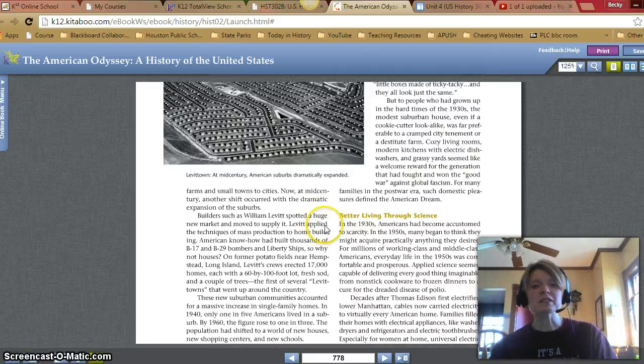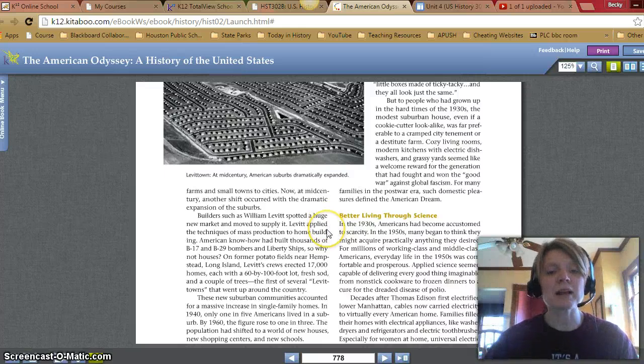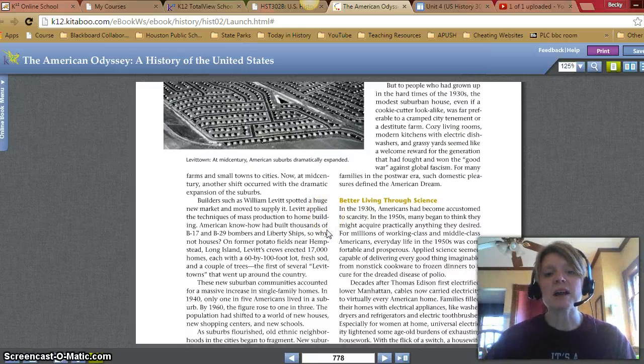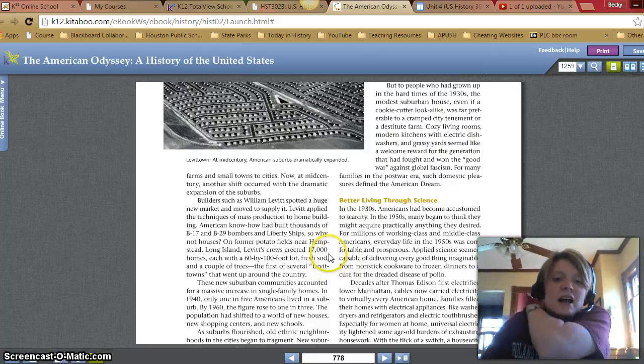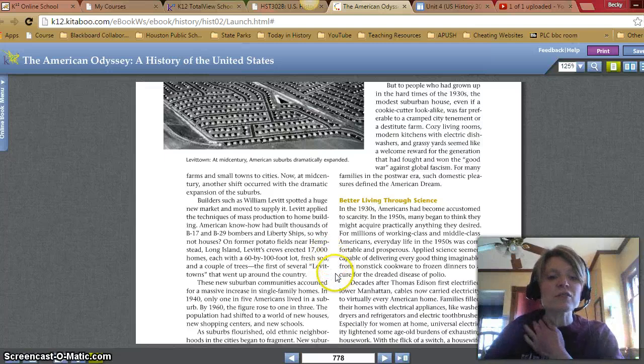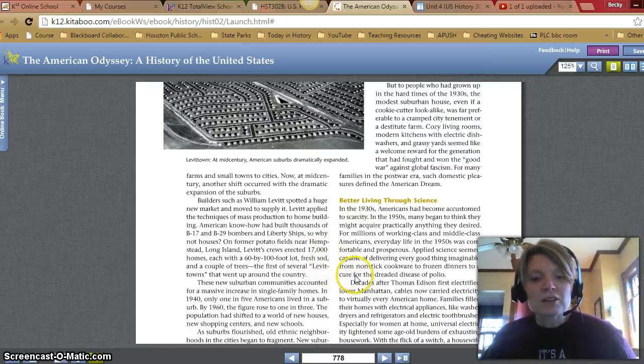Builders such as William Levitt spotted a huge new market and moved to supply it. Levitt supplied the techniques of mass production to home building. American know-how had built thousands of B-17 and B-29 bombers and Liberty ships, so why not houses? On former potato fields near Hempstead, Long Island, Levitt's crews erected 17,000 homes, each with a 60 by 100 foot lot, fresh sod, and a couple of trees, the first of several Levitt towns that went up across the country.